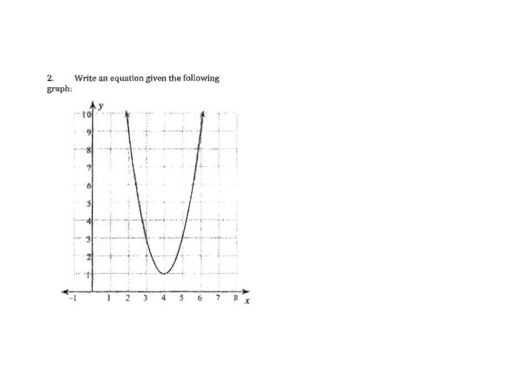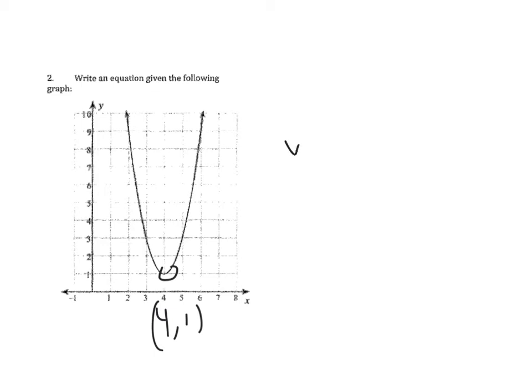For this function, I'm seeing a vertex of 4, 1. I know it opens up. I also remember how the last one went over 1, down 1? Well, this one, if it were not stretched, it would be over 1, up 1. But if this is going over 1, up 2, it's going over 2, up 8. So this is a vertical stretch by a factor of 2.